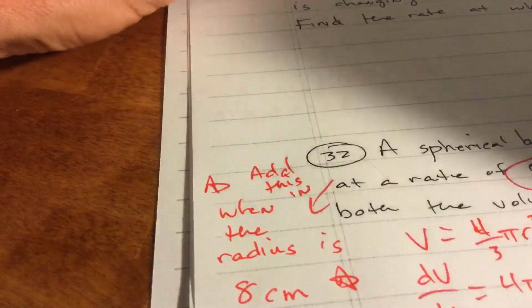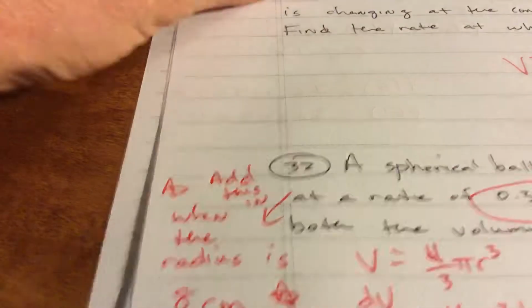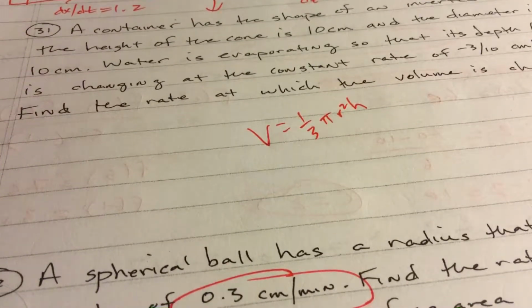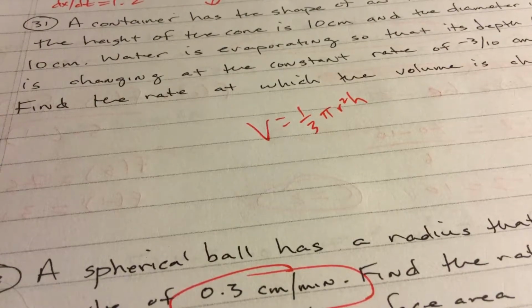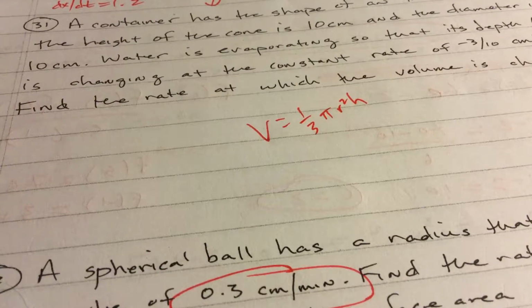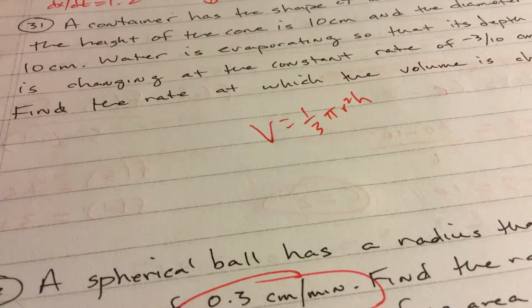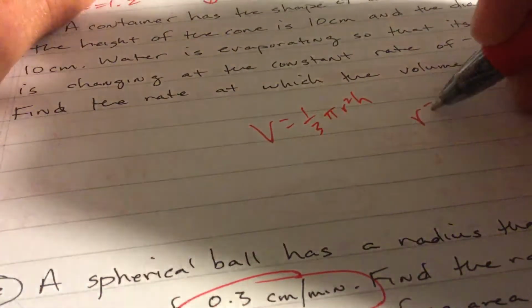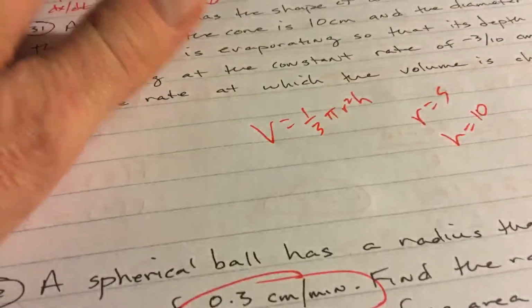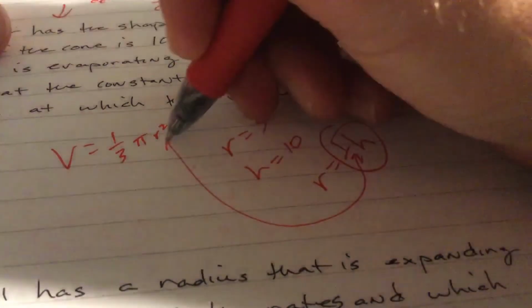On 31, so inverted cone, so 1/3 pi r squared h, right? We know that. The height is 10, the diameter, so the radius is 5. Water is evaporating so that its depth is changing at a constant rate. Find the rate at which the volume is changing. So they want to know dV/dt. You know dh/dt. There's nothing with dr/dt. So you have to rewrite. If the radius is 5 and the height is 10, we've done this one before, the radius is 1/2 of the height. So that's what goes there.